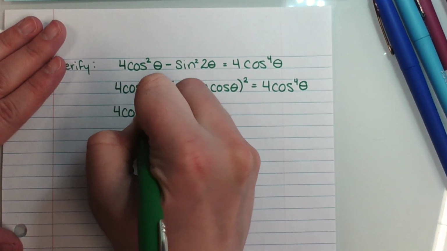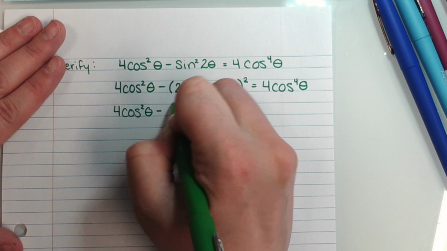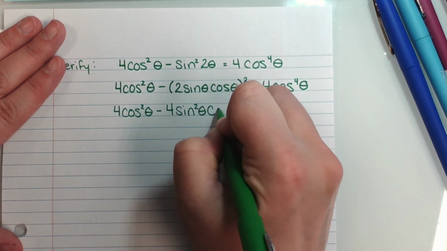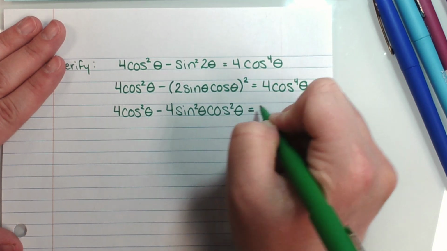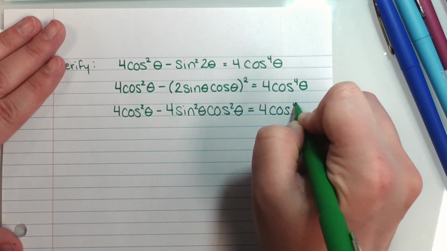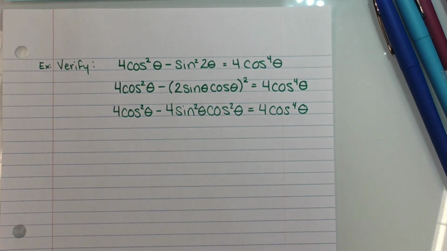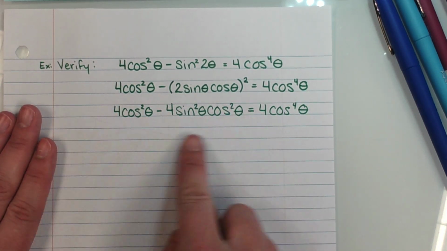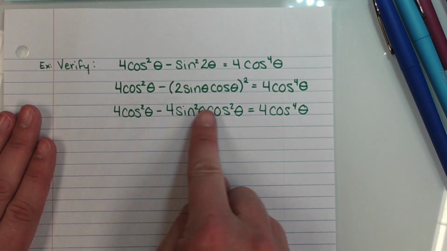So, 2 squared, sine squared, cosine squared equals cosine to the 4th theta. From here, you've got some options on where to go. There's not necessarily a right or a wrong answer. I personally notice over here's just cosines. Over here's got a lot of cosines. In fact, there's cosine squared on both of these.